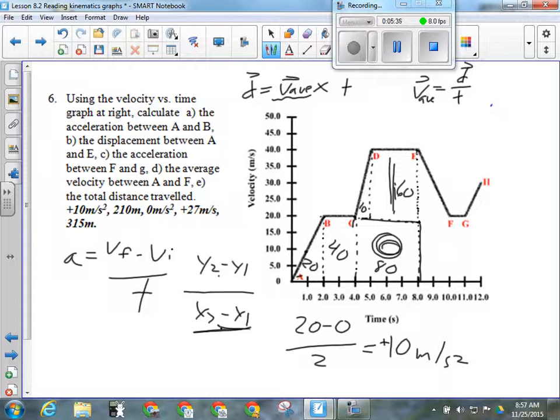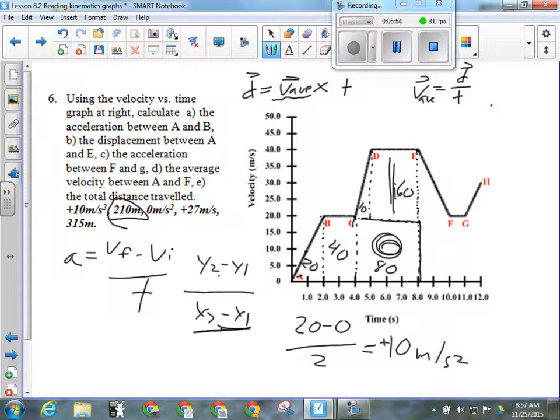Oh, I must have missed something. I got 210 on there. Did I add wrong? Yeah, I did. I added 90 and not 80. It's 210. Still early, I haven't had my coffee yet. So 210 meters is our total displacement.